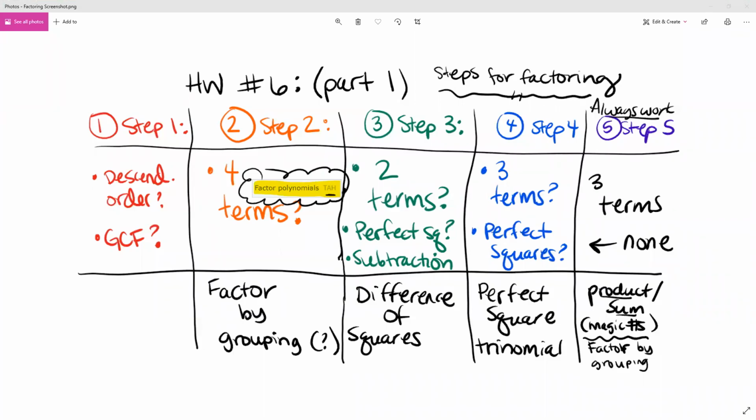Okay, so basically last week when we went over this screen, these are still the same steps that we're going to go through when we are factoring the problems from today. So you still want to check the descending order thing and greatest common factor. And then these three in the middle, two, three, and four, are special cases, like shortcuts, I guess, you can use to factor certain types.